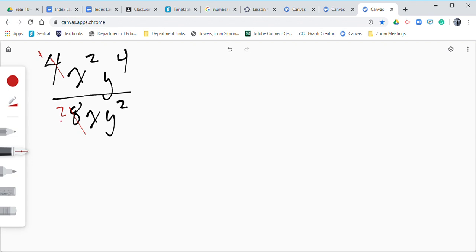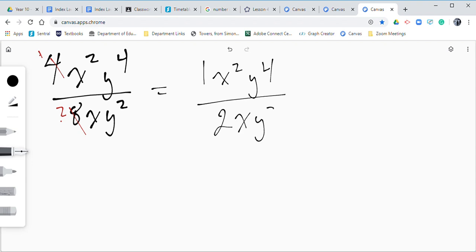So I'll rewrite things. Just give me a second to get a different colored pen. I'll reduce that down, and now that is 1x squared y to the power of 4 over 2xy squared. Don't forget, we don't have to write our 1s. We can make that go away. And that 4 doesn't look great, so let me write it a little neater, to the power of 4. That looks way better. Okay, so that's good.